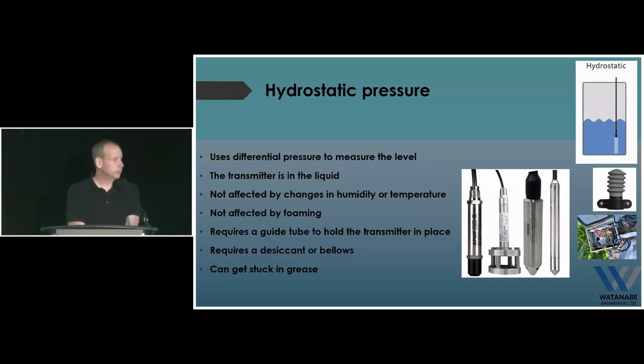And we have to use some sort of bellows. You can see the bellows there, or a desiccant that we see there. And the idea of that is to keep that tube dry, and that's our reference to atmosphere. So as atmospheric pressure increases, it uses that as a reference to get its level correct. These are good if you maintain them very well.